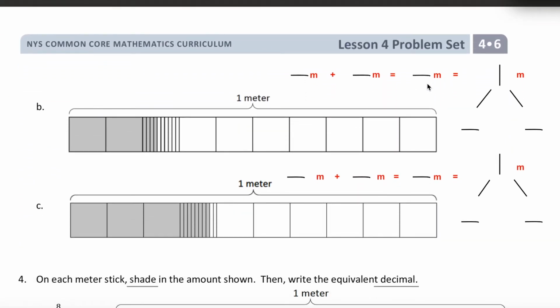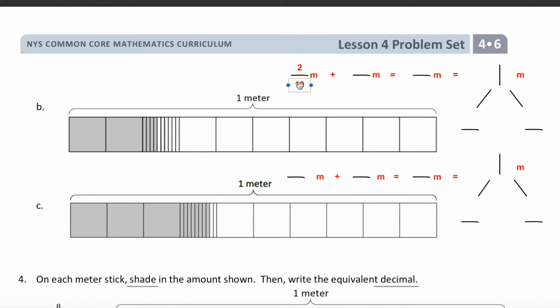Okay, so first let's count how many boxes are shaded. And remember, the shaded number goes on top, the numerator. So how many boxes are shaded here? 1 and 2. Okay, and how many boxes are there total? Big boxes like these, let's count. 1, 2, 3, 4, 5, 6, 7, 8, 9, 10.